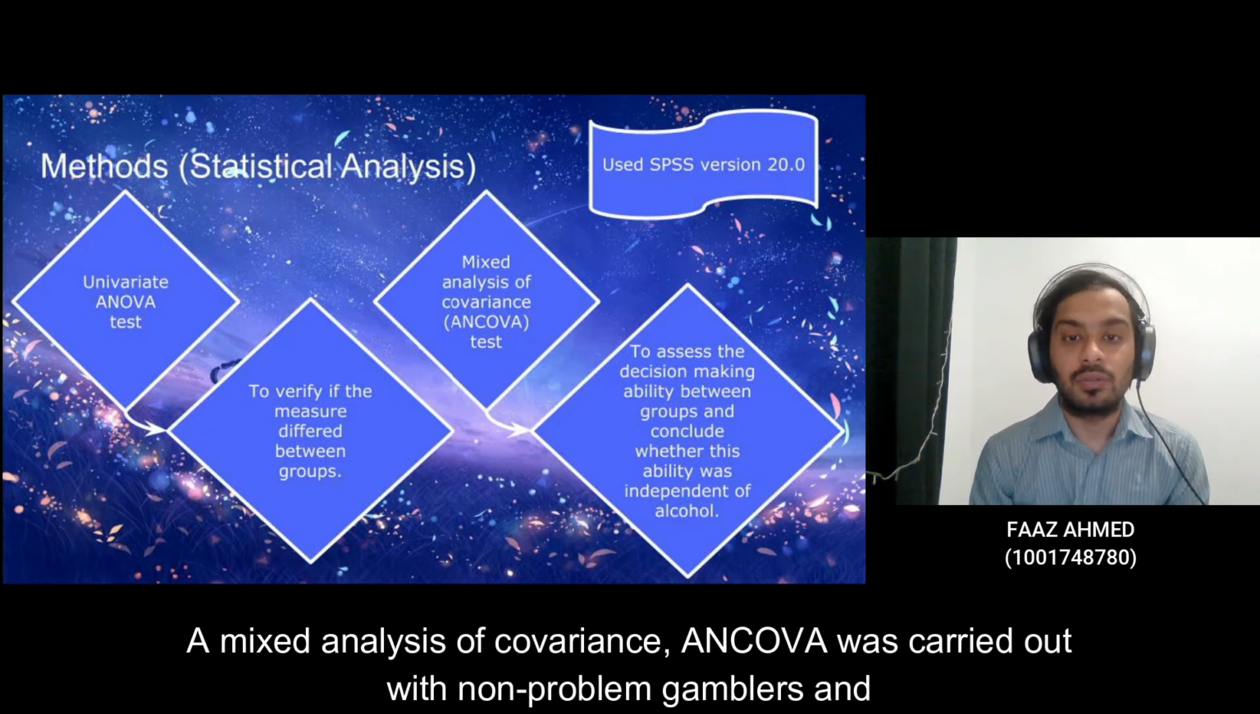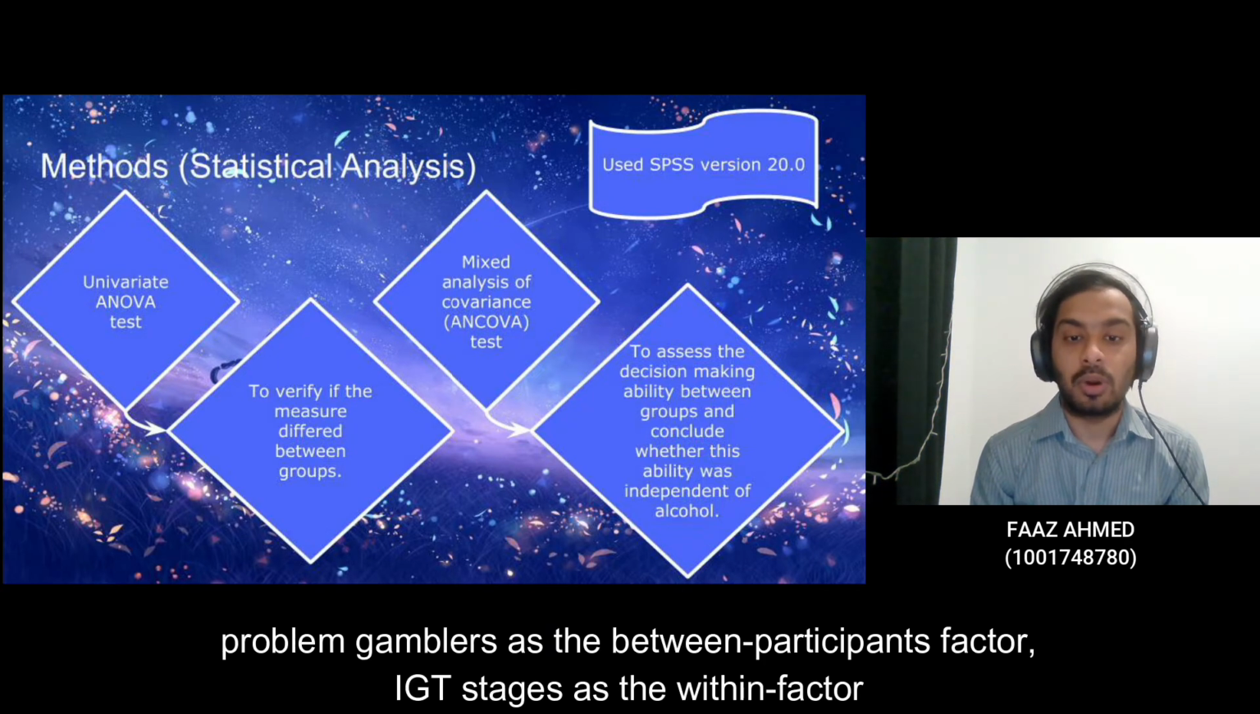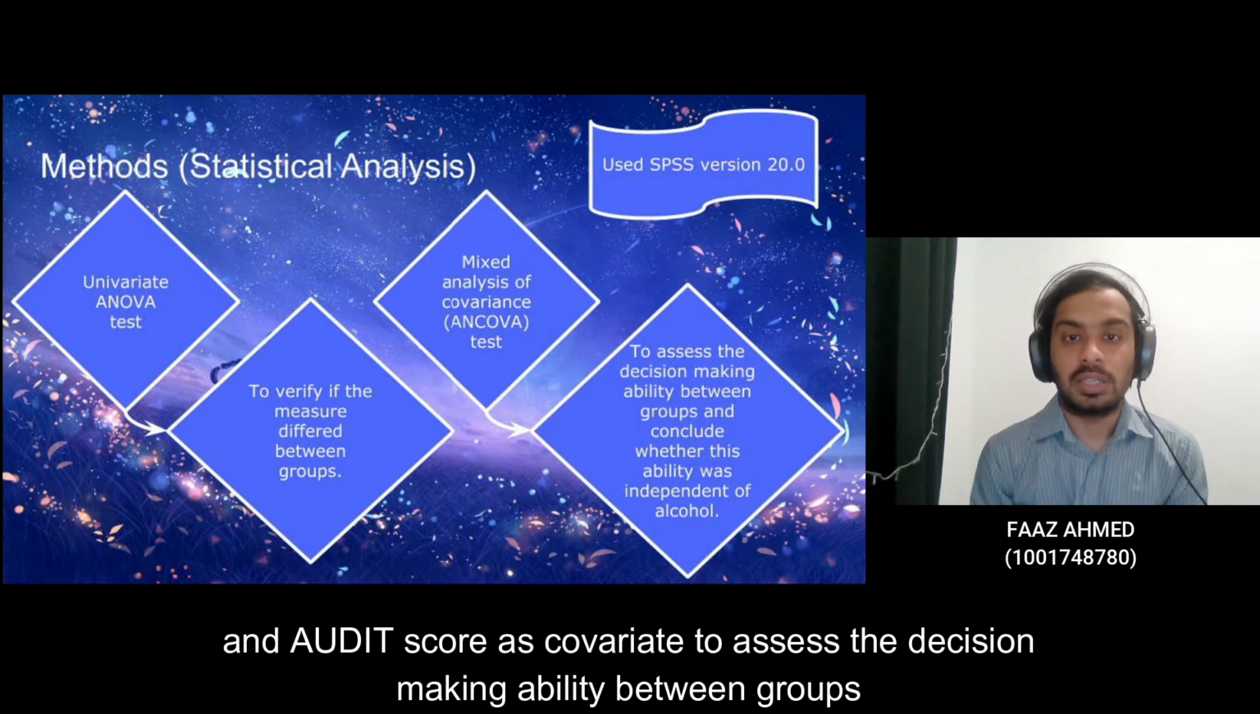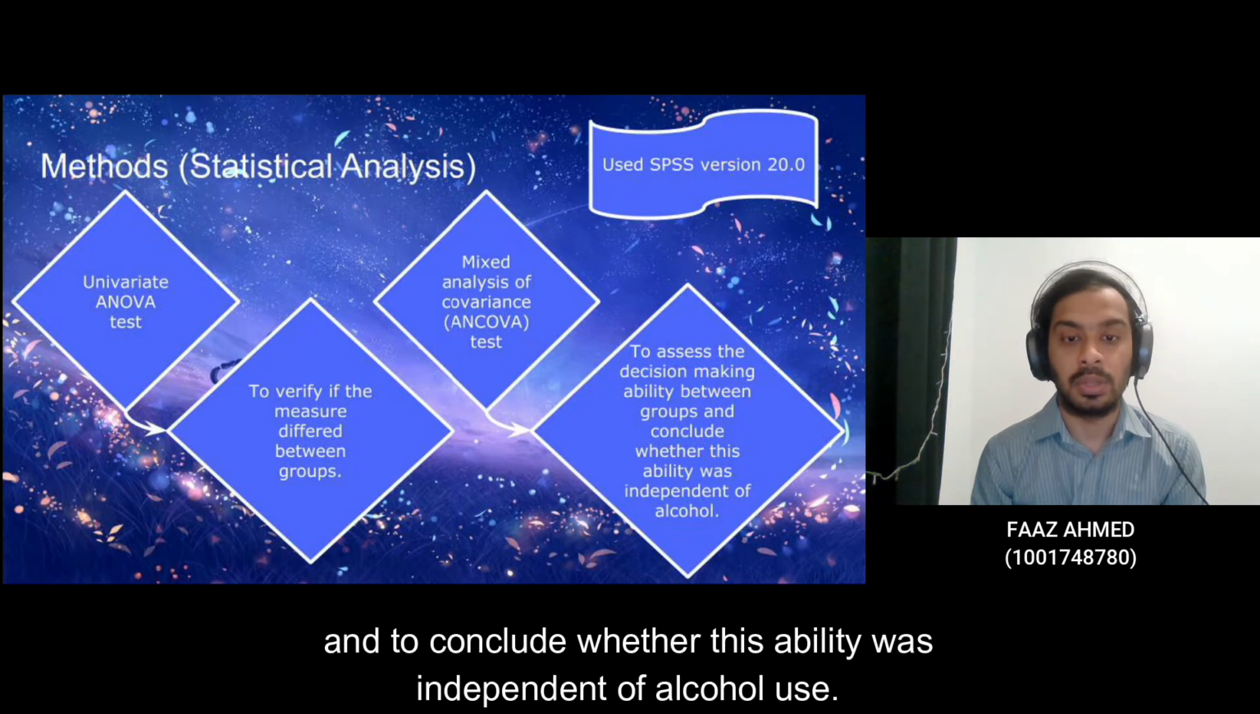A mixed analysis of covariance, or ANCOVA, was carried out with the non-problem gamblers and problem gamblers as the between-participants factor, IGT stages as the within factor, and AUDIT score as the covariate to assess the decision-making ability between groups and to conclude whether this ability was independent of alcohol use.